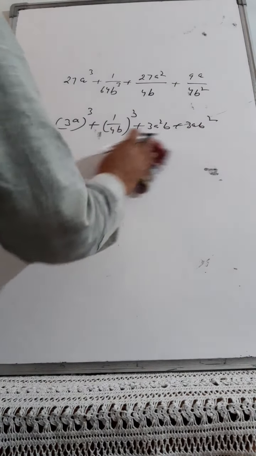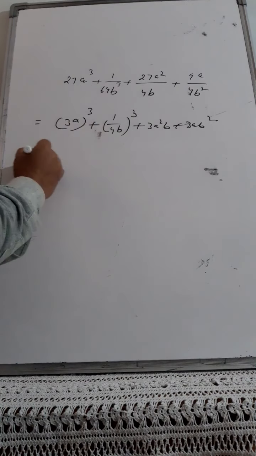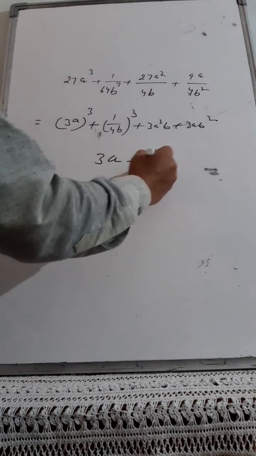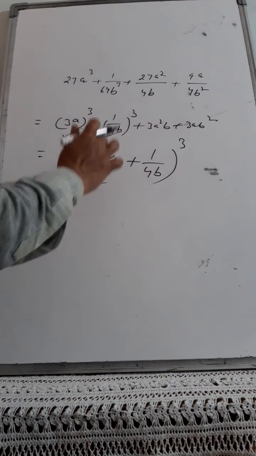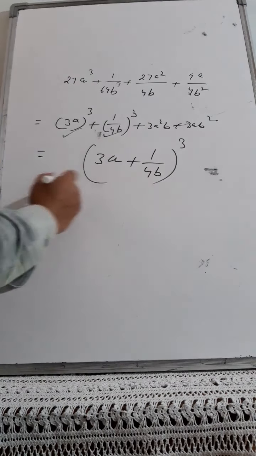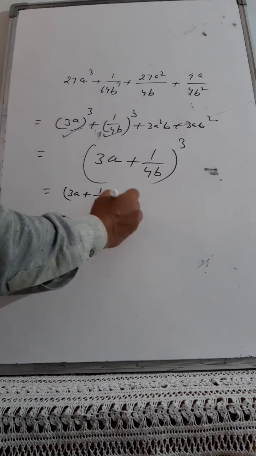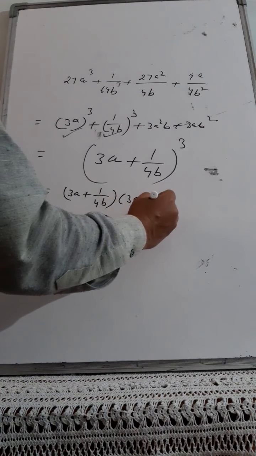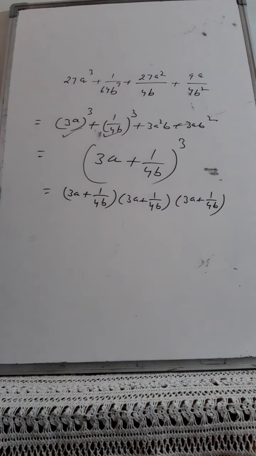So my point of discussion with you is, once you have checked what a is, simply you have to write that it is the whole cube of 3a plus 1 upon 4b. Once a is there, b is there, so these are the four terms, always lying in the form of (a plus b) whole cube. So the factorized form will be (3a plus 1 upon 4b), (3a plus 1 upon 4b), and again (3a plus 1 upon 4b). In that way you can write it in its factorized form. So that is the solution for your fourth.